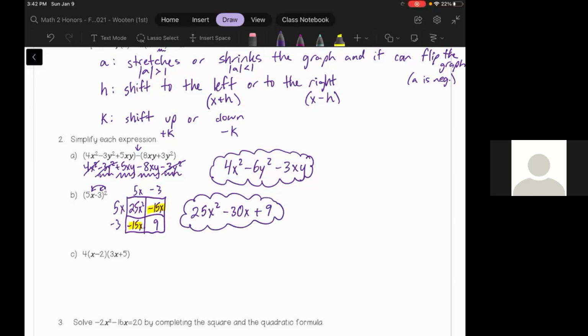And then finally, part C. 4 times x minus 2 times 3x plus 5. This is a factored form expression, kind of like part B. B had 2 factors that were the same, so they just wrote it as 5x minus 3 squared. But they could have written that as 5x minus 3 times another 5x minus 3. But in C, we have 2 factors that are different, and we also have a greatest common factor of 4 that had been factored out as well.